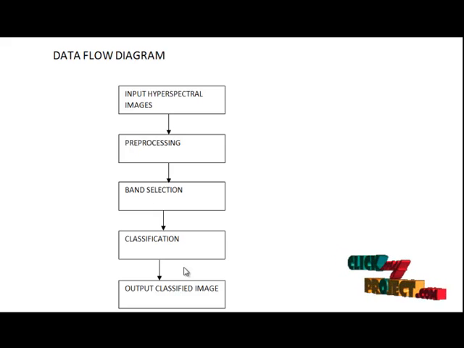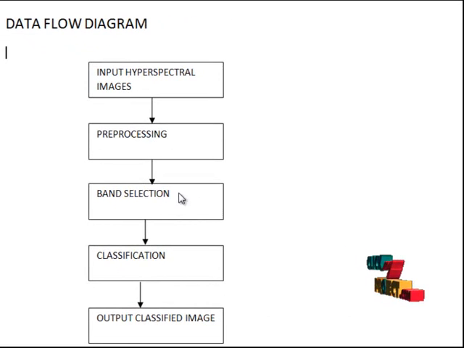The next one is atmospheric correction. Light travels from the sun to the earth's surface and then to the sensor. The intervening atmosphere often scatters some light. Therefore, the light received at the sensor may be more or less than that due to the reflectance from the surface alone. The next one is band selection.